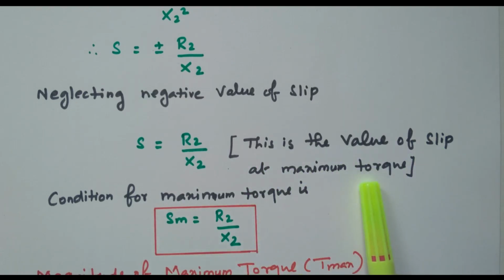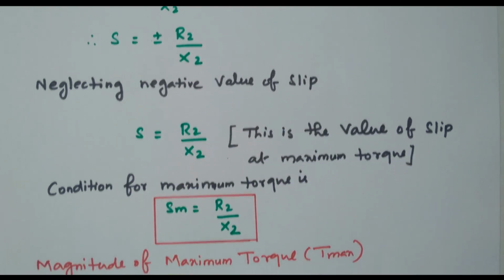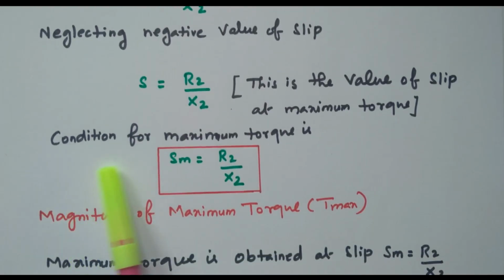The value of the slip at the maximum torque is R2 by x2. So from that we can write the condition for maximum torque. What is the condition for maximum torque? Sm equal to R2 by x2. The slip should be equal to R2 by x2. So this is the condition for maximum torque.